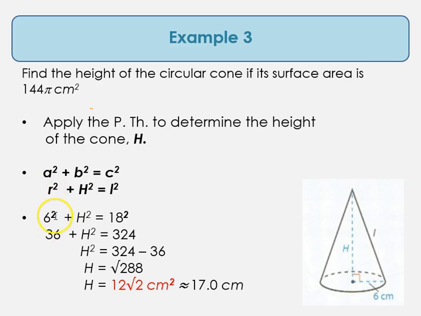R is 6, so 6 squared. We're solving for the height, so we still have our height squared, and we know that the slant height is 18 from our last step. So equals 18 squared. If we expand, we have 36 plus h squared equals 324. We'll subtract 36 from both sides, and then we'll take the square root, and h equals the square root of 288, which is 12 square root of 2 centimeters, which is approximately 17.0 centimeters. A lot of steps to that problem.